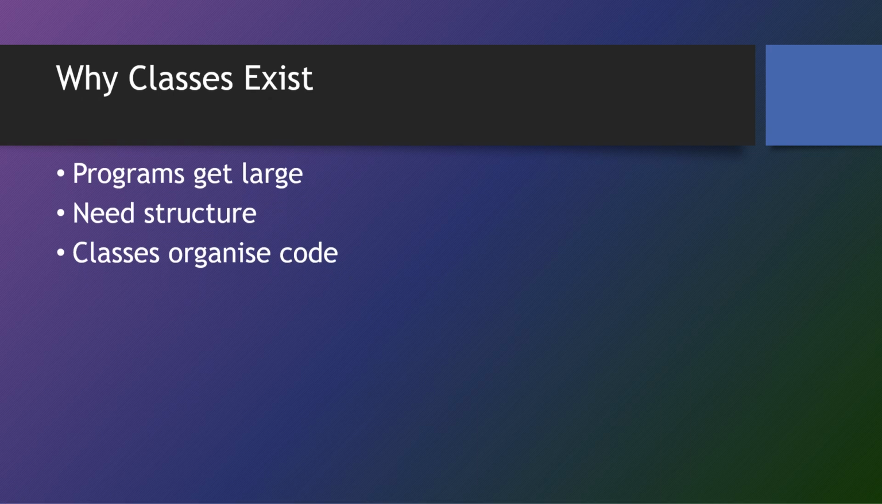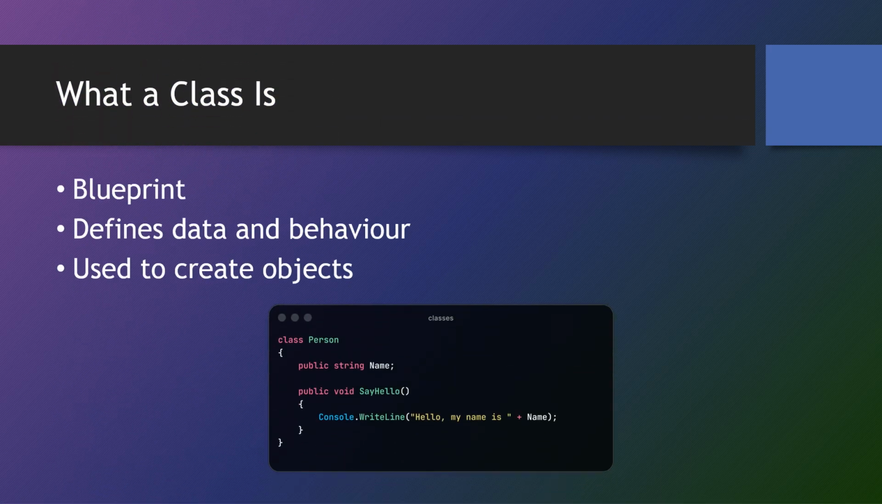What a class is, a deeper explanation. A class is a blueprint. It describes what something should look like and what it should be able to do. The class itself does nothing when the program runs. It simply defines what data exists and what actions are possible. Think of a class like a design plan for a house. The plan isn't the house, it's the instructions for building one.